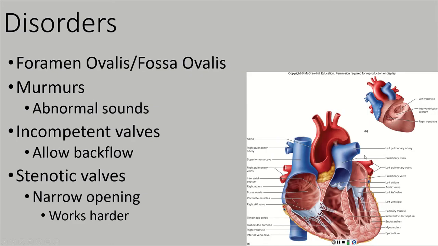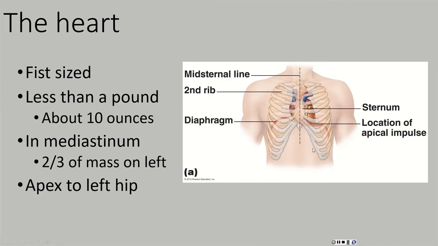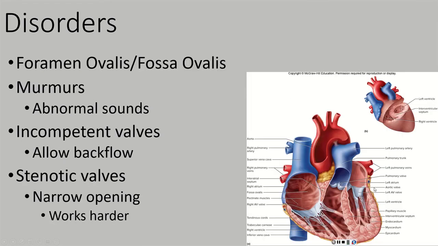So if we go back and we look, you can't really tell here. You can tell a little bit, see how thin the right wall is versus the left wall, but even this doesn't do it justice. But the reason is the right ventricle, when it contracts, it's pushing blood to the lungs. Where are the lungs in this picture? They're right next to the heart. So it's not a really long path.